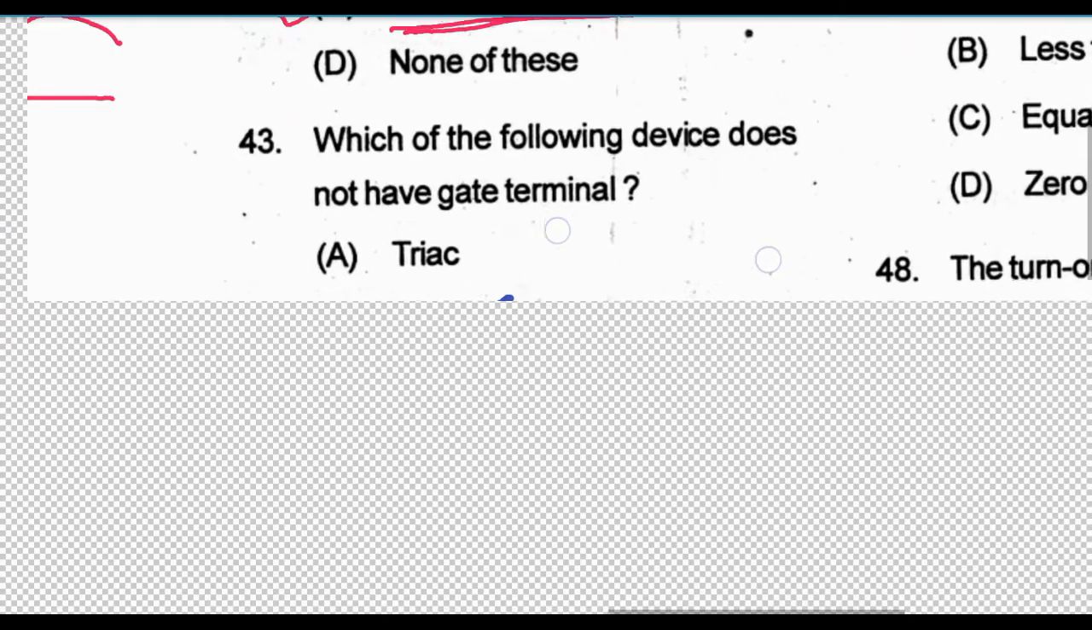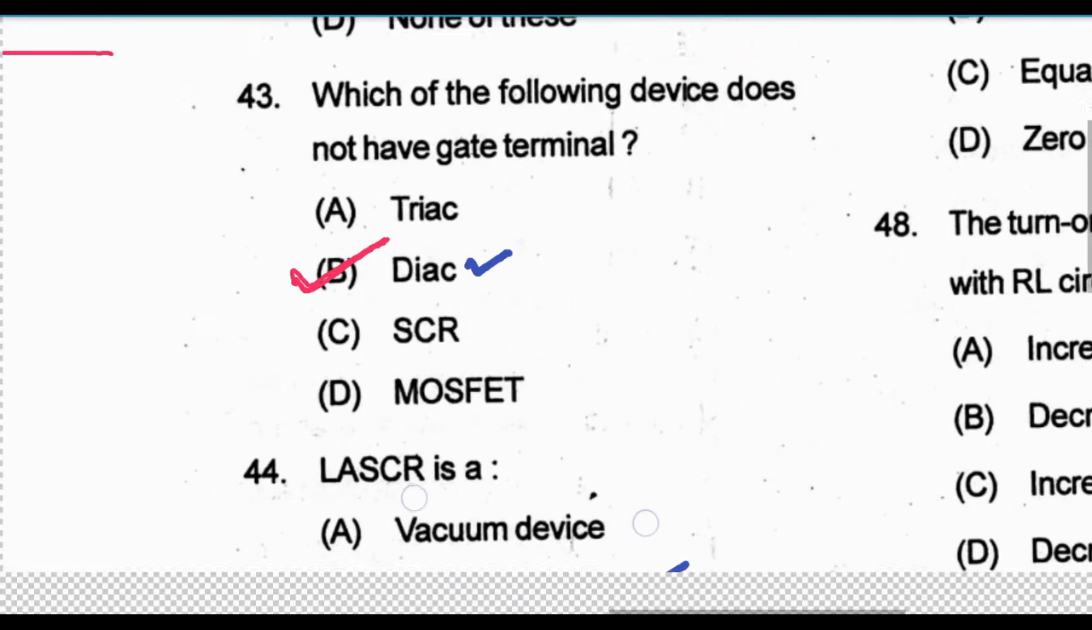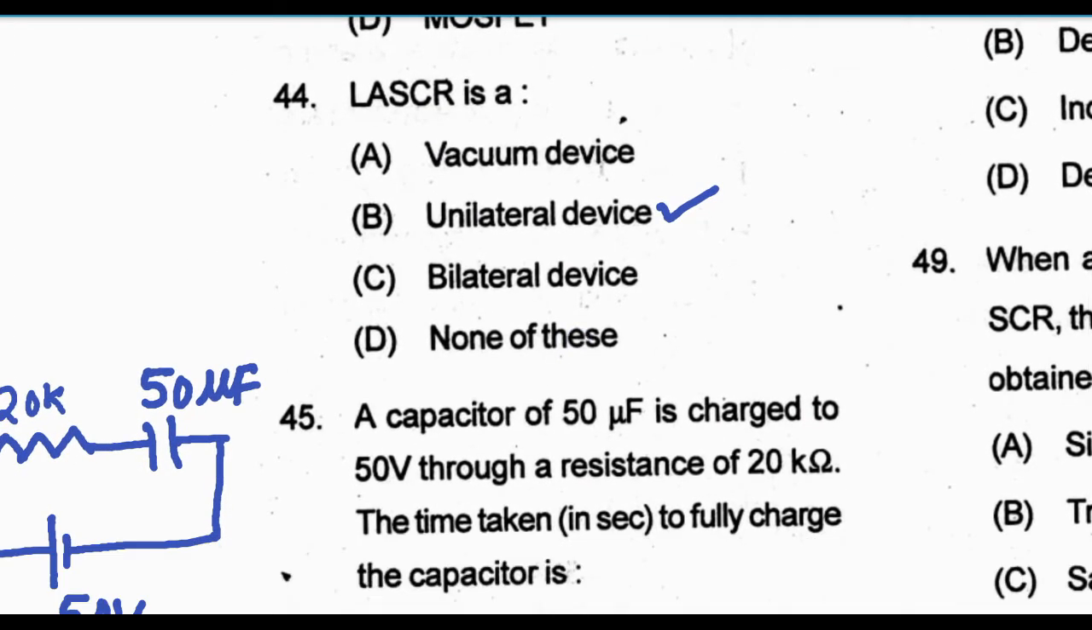Next question is, which of the following devices does not have a gate terminal? So here the diac has no gate terminal. Next question is, LASCR is a vacuum device, unilateral device, bilateral device, none of these.